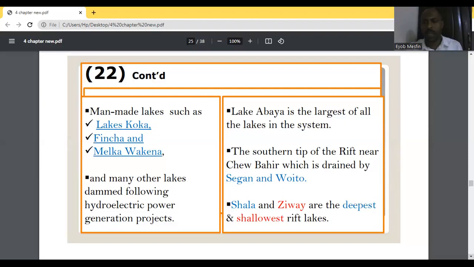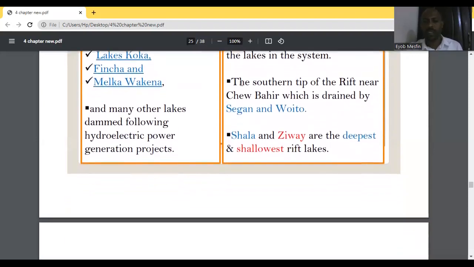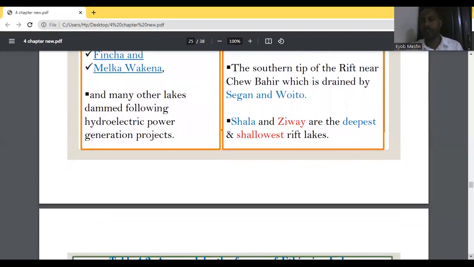So at the main Rift Valley there are lots of Rift Valley lakes. Just don't forget those concepts we discussed in detail. At the Chew Bahir area, there are Chamo and Abaya lakes. There are Shala, Ziway, and also near the Adama areas, near Debre Zeyit, there are different Rift Valley lakes. We discussed them before, so no need to repeat those concepts again and again. You can conceptualize from the previous discussion.